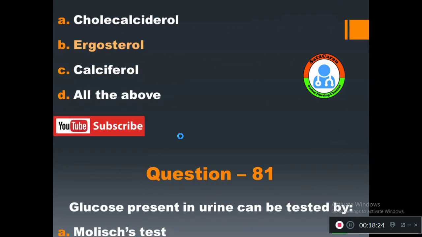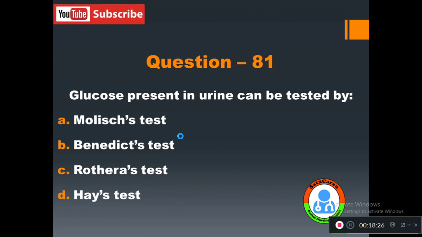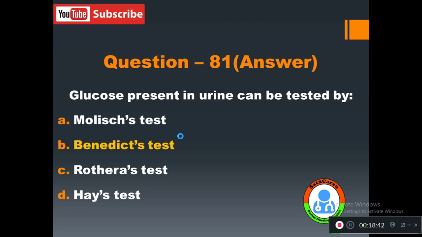Question number 81. Glucose present in urine can be tested by option A, Molisch test, B, Benedict's test, C, Rothera's test, and D is Hay's test. The right answer is, by using Benedict's test we can test the presence of glucose in the urine.